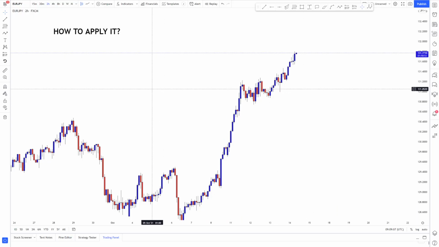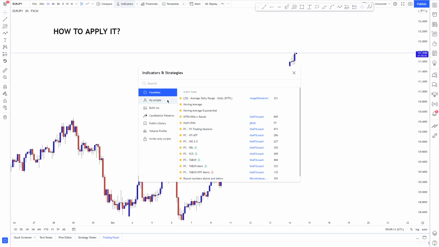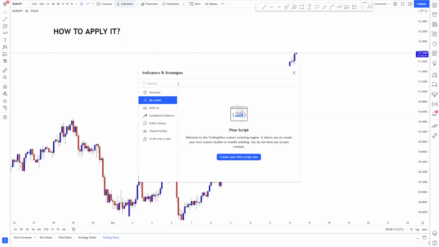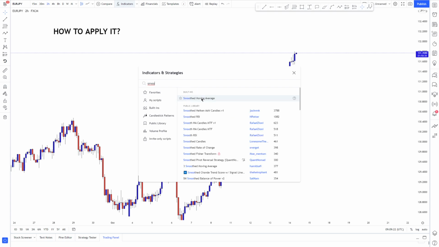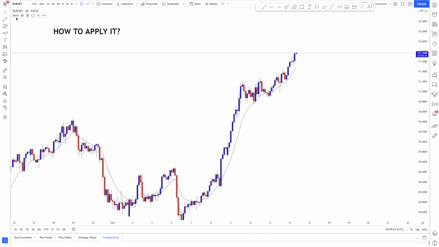Alright, so now it's time to apply our moving averages to this chart. What you want to do is go to indicators. Firstly, let me note that I will add the smoothed moving average first, and then we're going to do the same for the exponential. So for the smoothed, go to smoothed, click on it. It will appear in the left corner, right here. Go to settings.